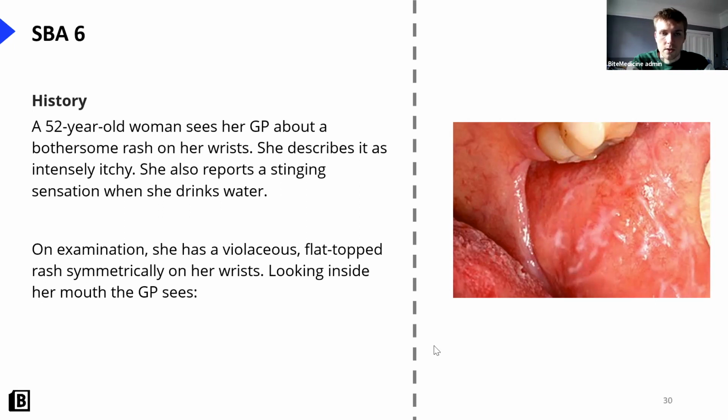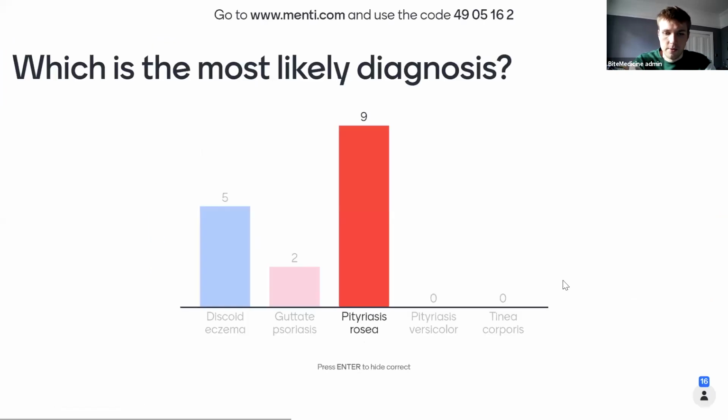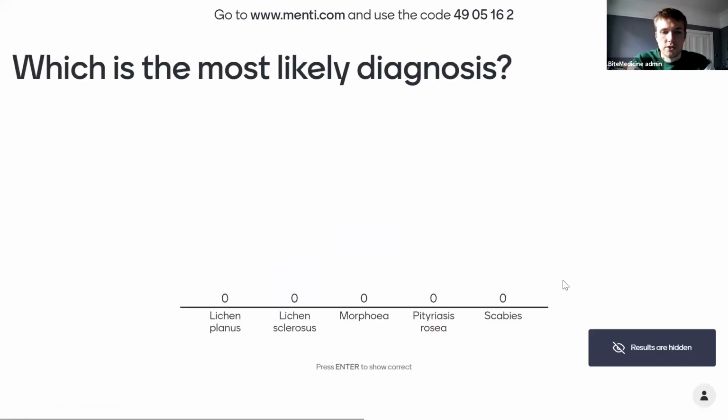So let's go to our question. Which is the most likely diagnosis? So opening up Menti. Our options are Lichen planus, Lichen sclerosis, morphea, Pityriasis rosea, or scabies. That's just a few minutes to answer.